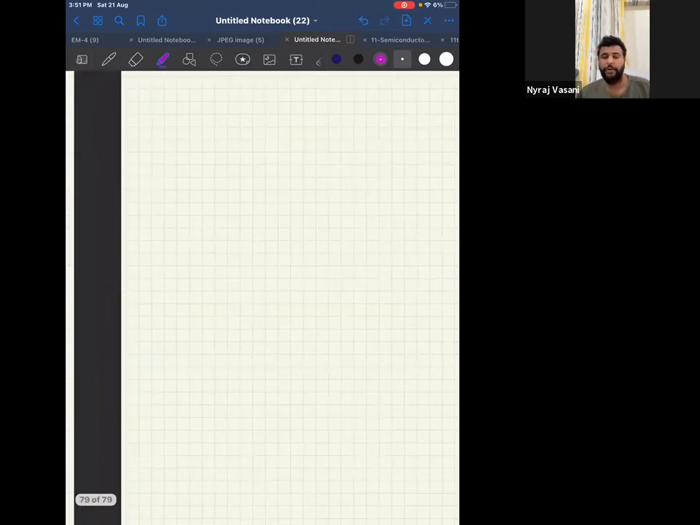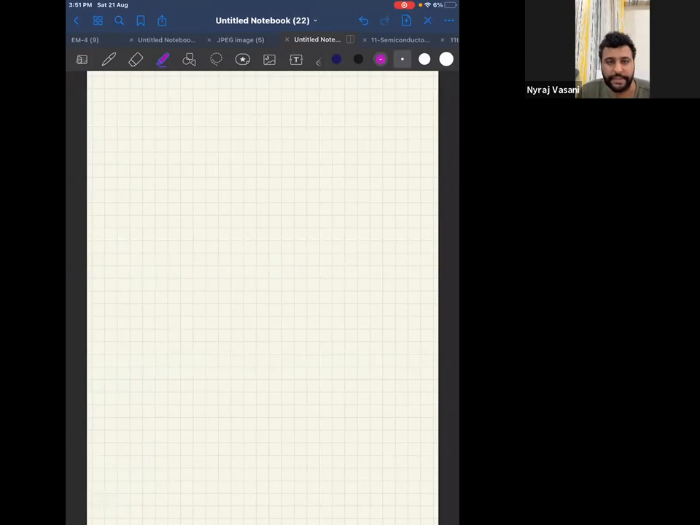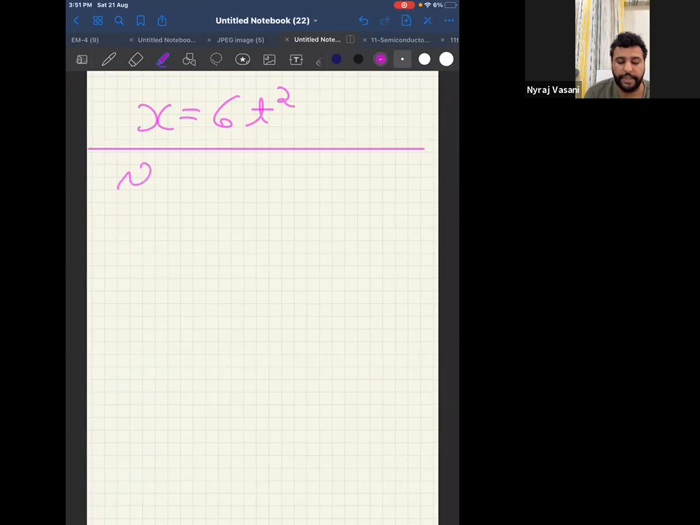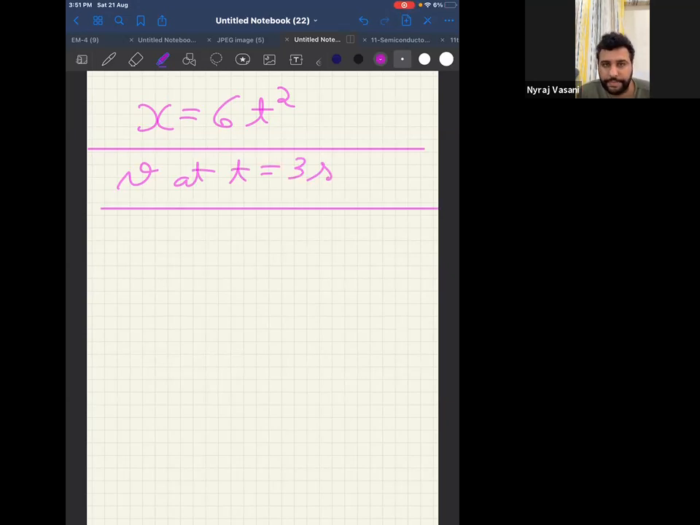Now let me give you one or two problems on displacement, velocity, acceleration, and then you're good to go for today. Displacement of a body x is equal to 6t square. What is the velocity at time equal to 3 seconds? We already did this in part 1 in other chapters, so you are already aware. Give me the answer quickly. Start.